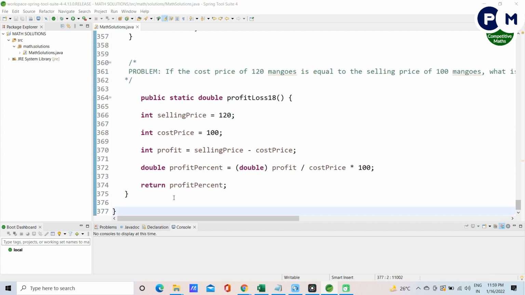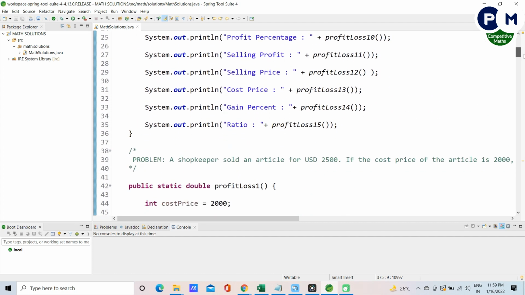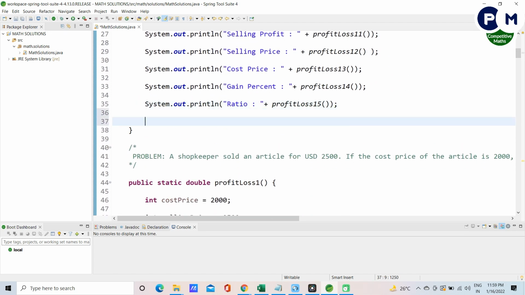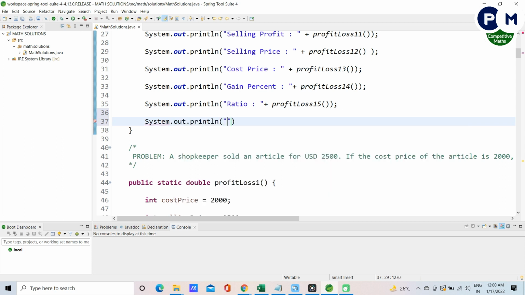Next, the profit is the difference between selling price and cost price. Next, the profit percent is calculated as profit divided by cost price multiplied by 100. The last step is to return the profit percent. Here I am printing the profit percent by calling the profit-loss method.